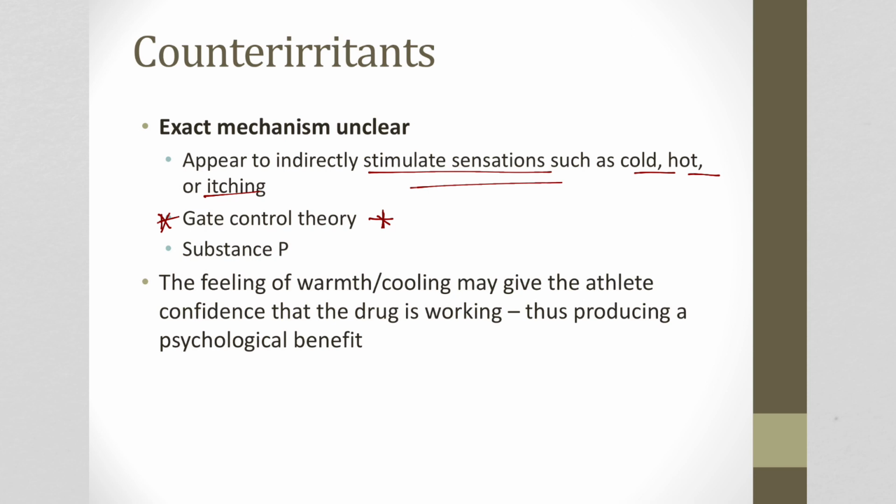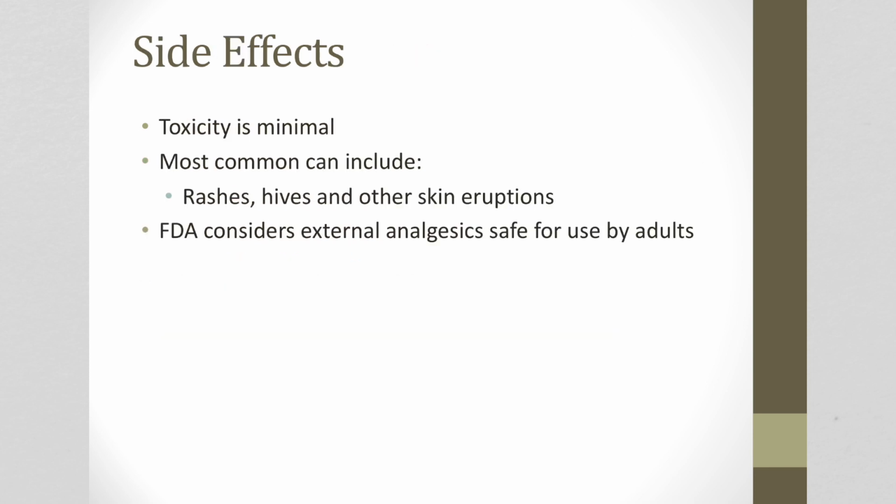It can also, they say, reduce the circulating level of substance P, which is also a nociceptor trigger like your bradykinin or your prostaglandin. So these are kind of predicted ways in which rubbing a counter irritant on the skin reduces pain in your particular patient, right? Now, that feeling of warmth or cooling may give the athlete confidence that the drug is working. So there is something to be said about that placebo effect of applying that counter irritant, right?